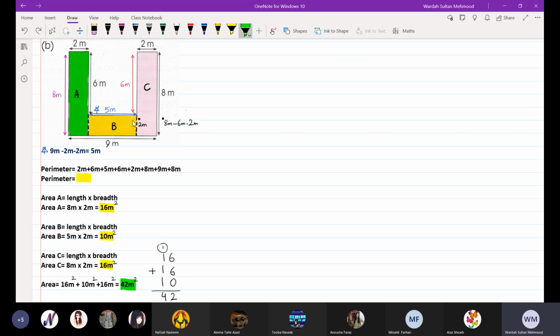So you can open it in OneNote if you think that it's too small. You can open it in OneNote and zoom in.